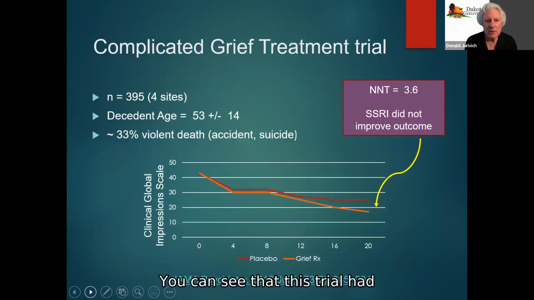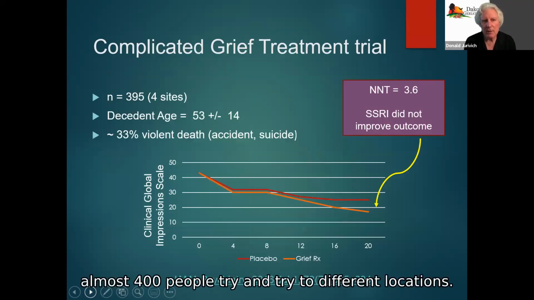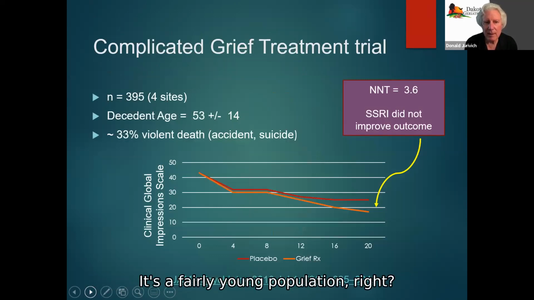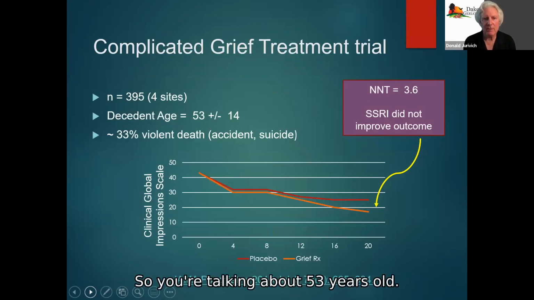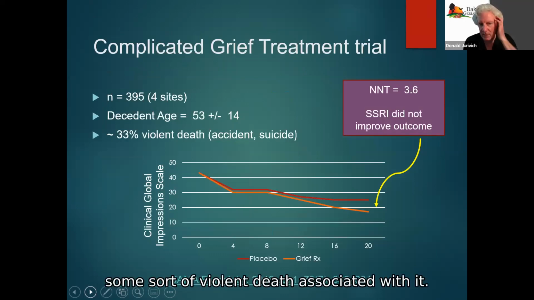So you can see that this trial had almost 400 people. It was conducted at different locations. And it was a fairly young population, right? You're talking about 53 years old. And a third of them had some sort of violent death associated with it.